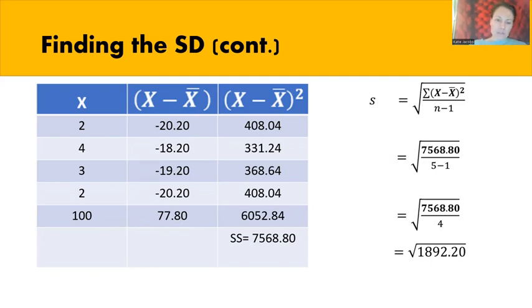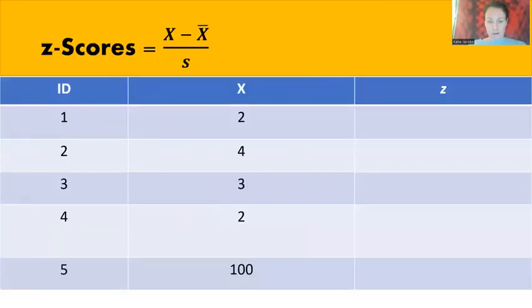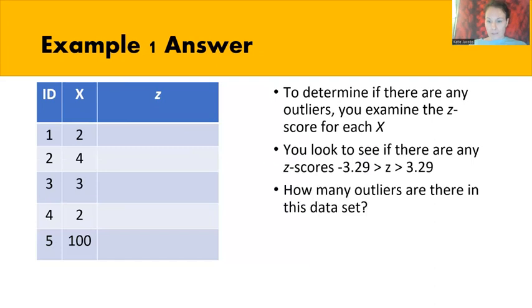We see that our deviation score is 77.80. We're going to divide that by 43.50, I believe is our standard deviation, which gave us a z-score of 1.79, which is also not an outlier. So here we see that we have 0 outliers in our data set.